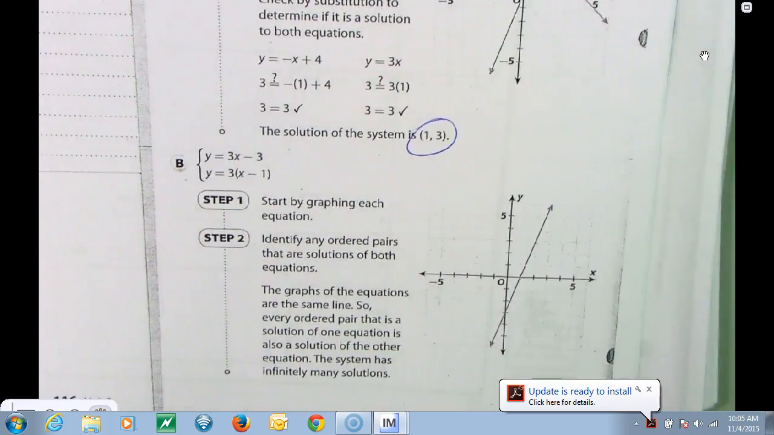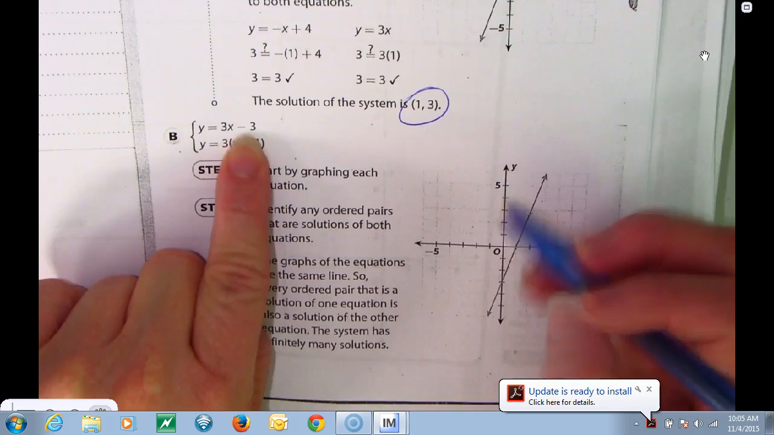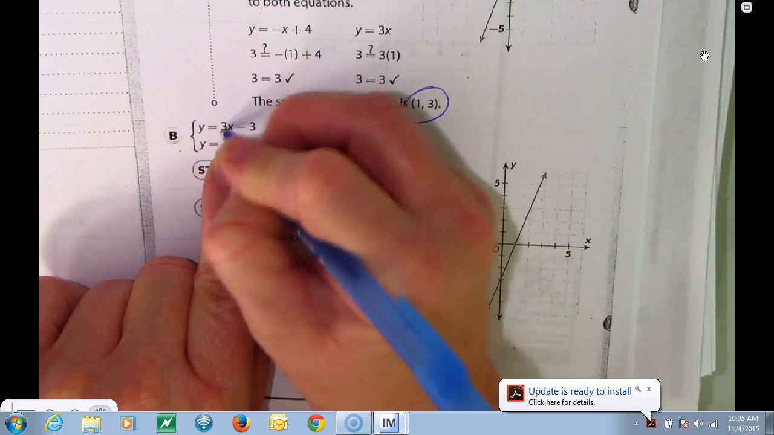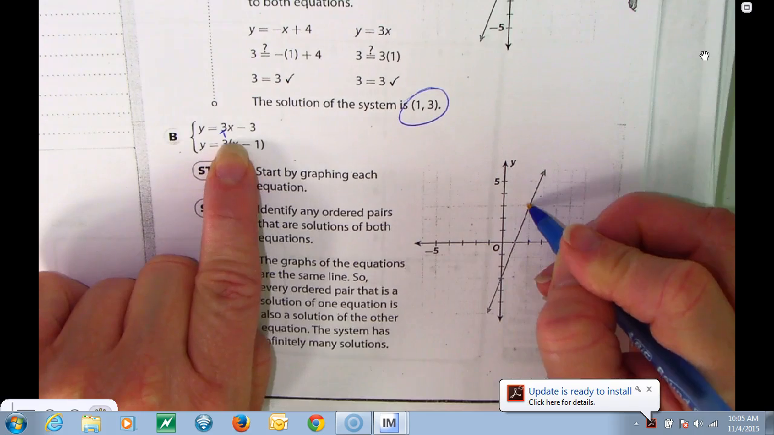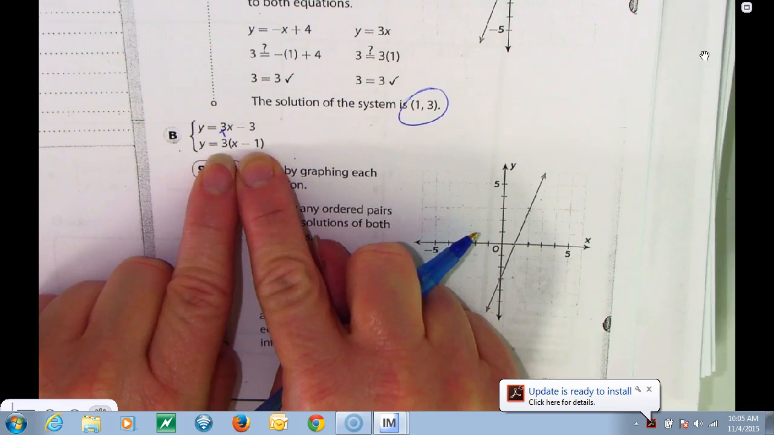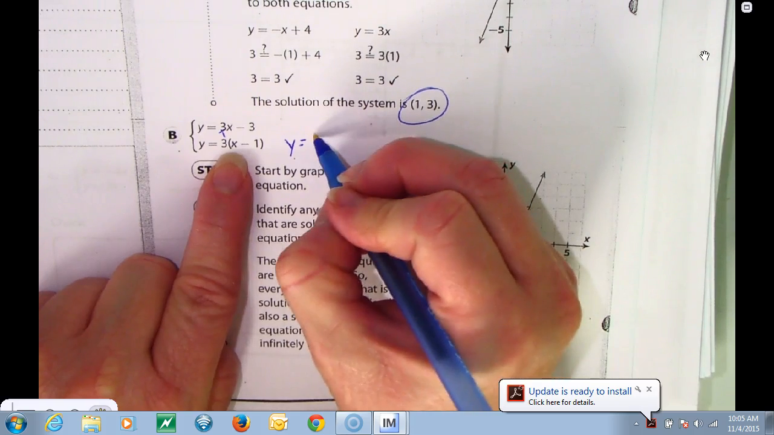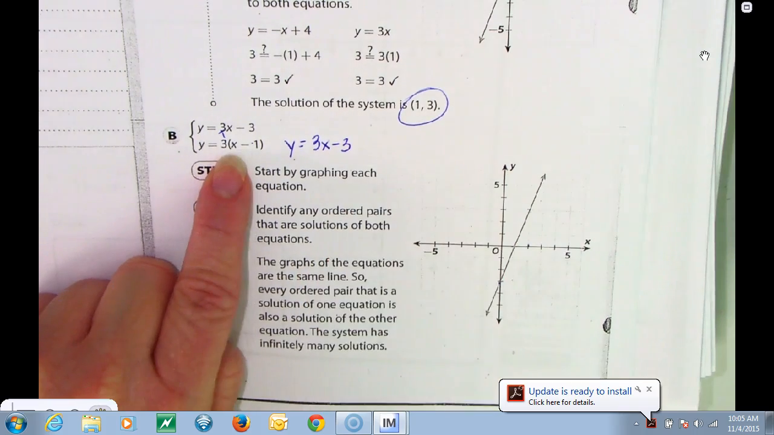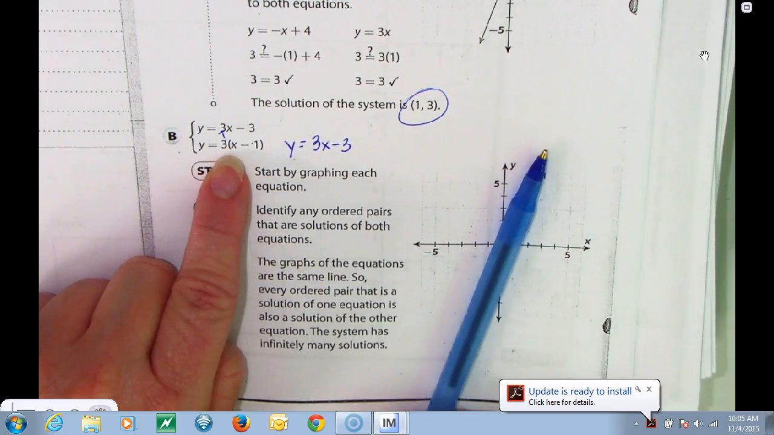Okay? Now let's look at the next one, B. What's my y-intercept? -3. What's the slope? 3 over 1. Thank you. So run 1 up 3. Now, on this one, we've got to do the distributive before we can do that. So y equals, what's 3 times x? 3x. What's 3 times -1? Oh my goodness, look what happened. It's the same equation. So it's the same line.